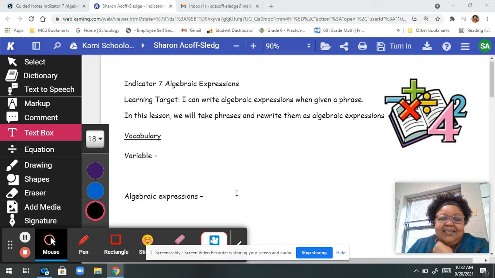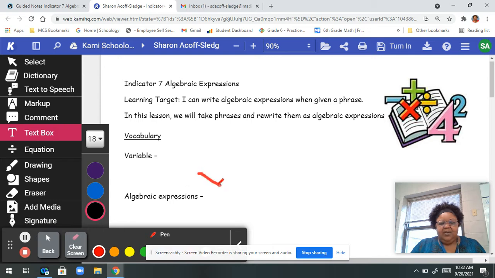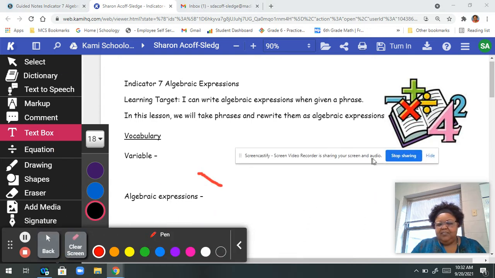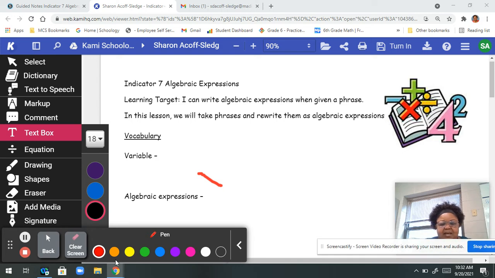Hi, this is indicator 7, which deals with algebraic expressions. Our learning target is: I can write algebraic expressions when given a phrase. So we're going to have a word phrase and then turn that into an algebraic expression. That's what we're going to do in this lesson.